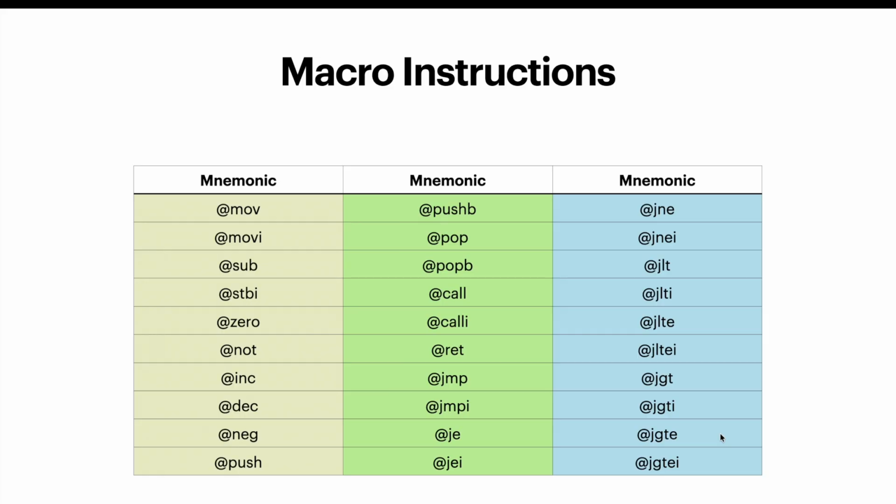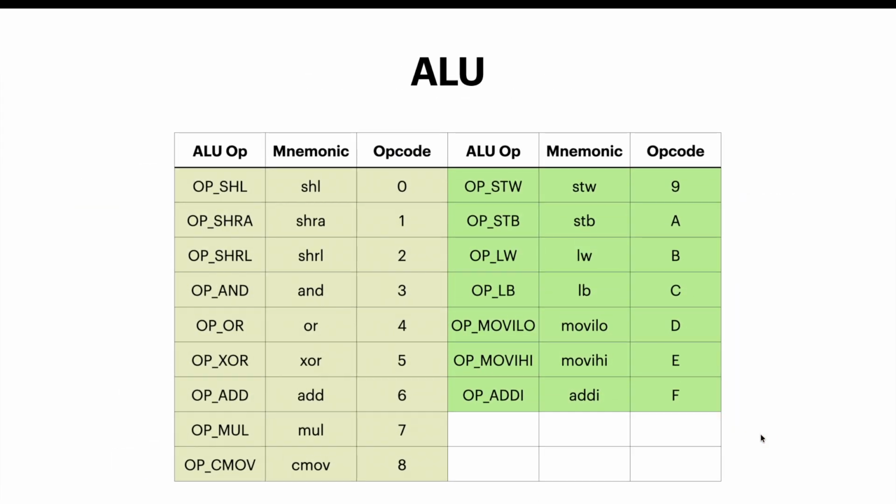There are 30 macro instructions that help improve the debugging workflow, ranging from moving immediates to pushing and popping from the stack, as well as calling and returning from routines and conditional jumps. There are 16 ALU instructions which map 1-to-1 with the 16 native instructions, including the opcode values.